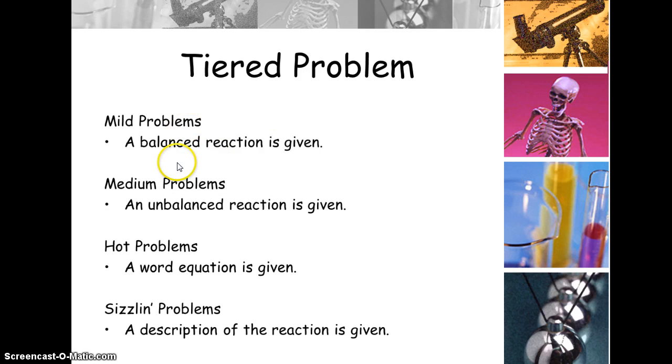What you're going to be working on now are the tiered problems in your packet. Mild problems, you're already given the balanced reaction. Medium problems, you need to balance. Hot and sizzling problems, very, very hot, you're going to need to write out the equations and balance them for yourself. So choose which tier you want to start off working on, and then keep working.